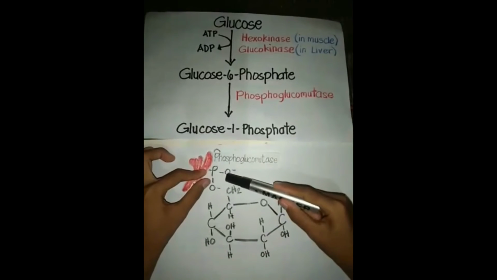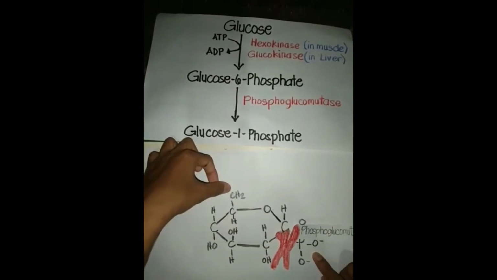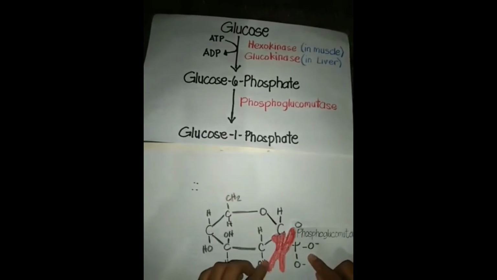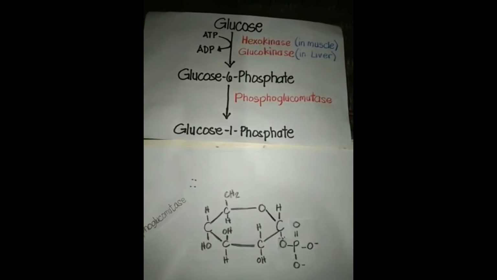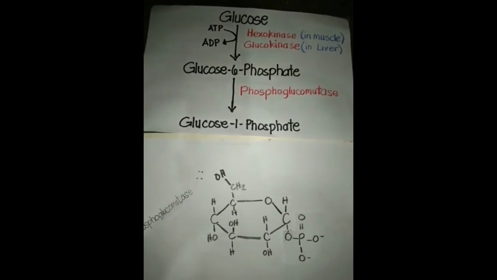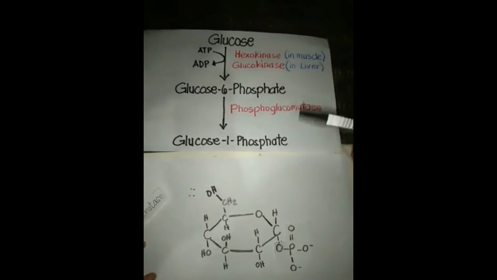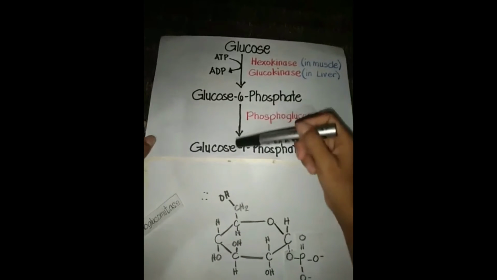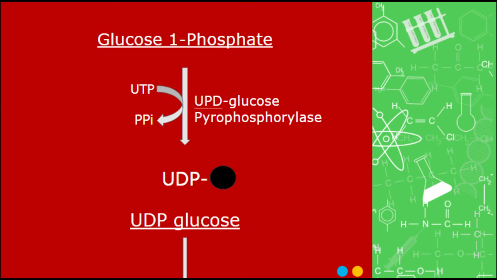As I said a while ago, the phosphate group will be moved from the number 6 position of the carbon down to the number 1 position. And here will be OH. It will be balanced out, creating the glucose 1-phosphate. So that is how glucose 6-phosphate is converted into glucose 1-phosphate with the use of the enzyme phosphoglucomutase. From glucose 1-phosphate and UTP, in the presence of the enzyme UDP glucose pyrophosphorylase, UDP glucose is formed.